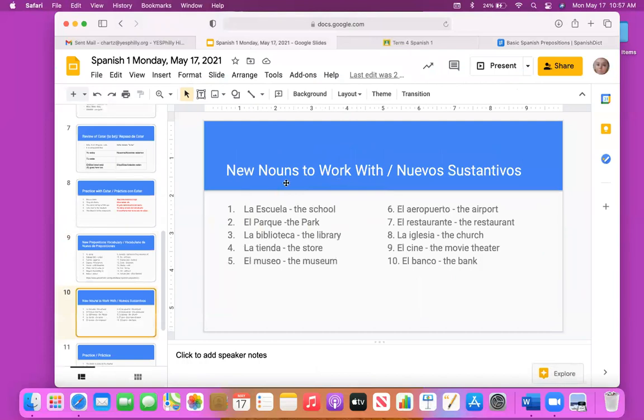And I just added some new nouns of places to work with the prepositions a little bit more. This is just more vocabulary. So we have la escuela is the school, el parque is the park, la biblioteca is the library, la tienda is the store, el museo is the museum, el aeropuerto is the airport, el restaurante is the restaurant, la iglesia is the church, el cine is the movie theater, and el banco is the bank.